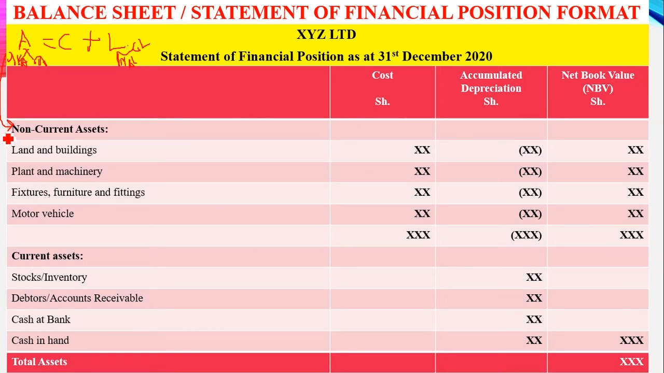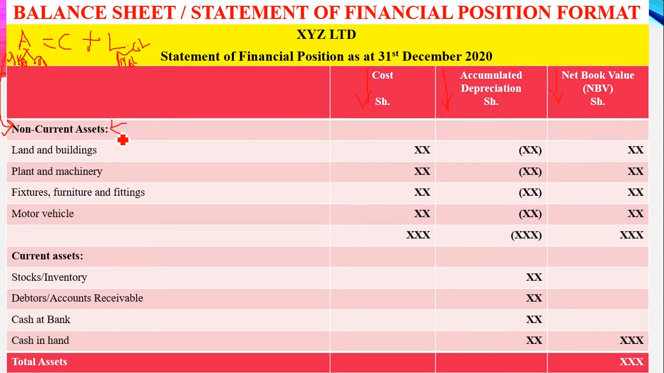Remember, you said assets are divided into two: non-current assets and current assets. So you start with the non-current assets. In a standard statement of financial position, we have three columns. The first column is the cost column, the second one is accumulated depreciation, and the third one is the net book value. What do we mean by that? These three columns are meant to take care of non-current assets.